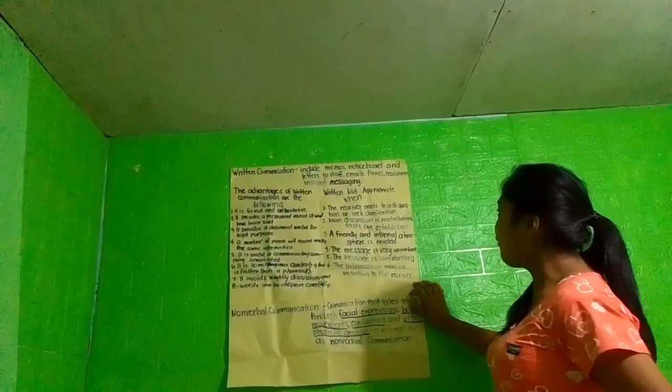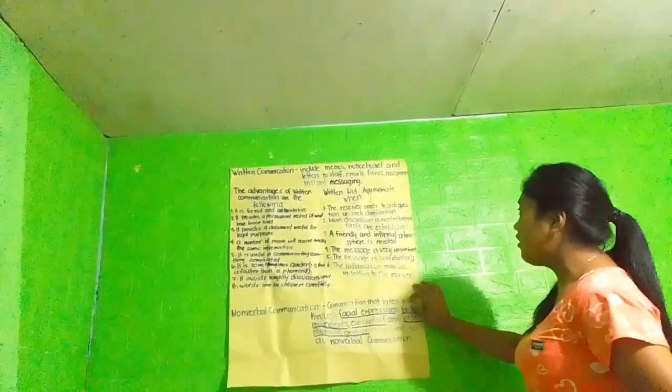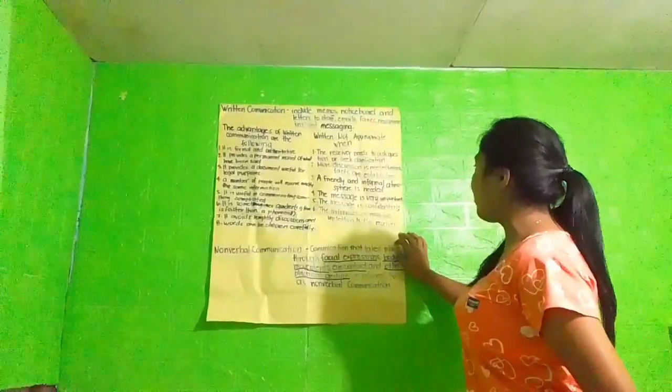Written communication is not appropriate when, there are 6. So first, the receiver needs to ask questions or seek clarification. Second, more discussion is needed before facts are established. Third, a friendly and informal atmosphere is needed. Fourth, the message is very important. Fifth, the message is confidential. And lastly, the information may be upsetting to the receiver.